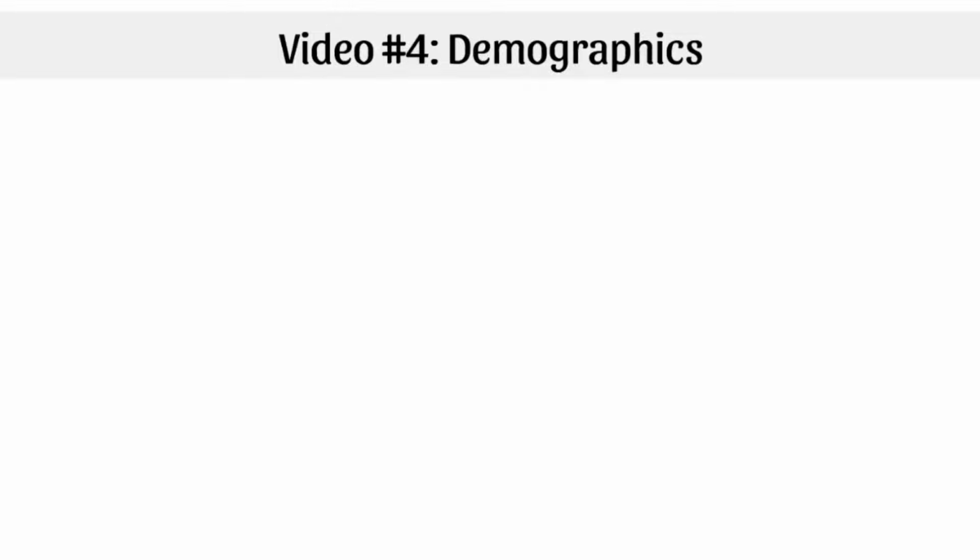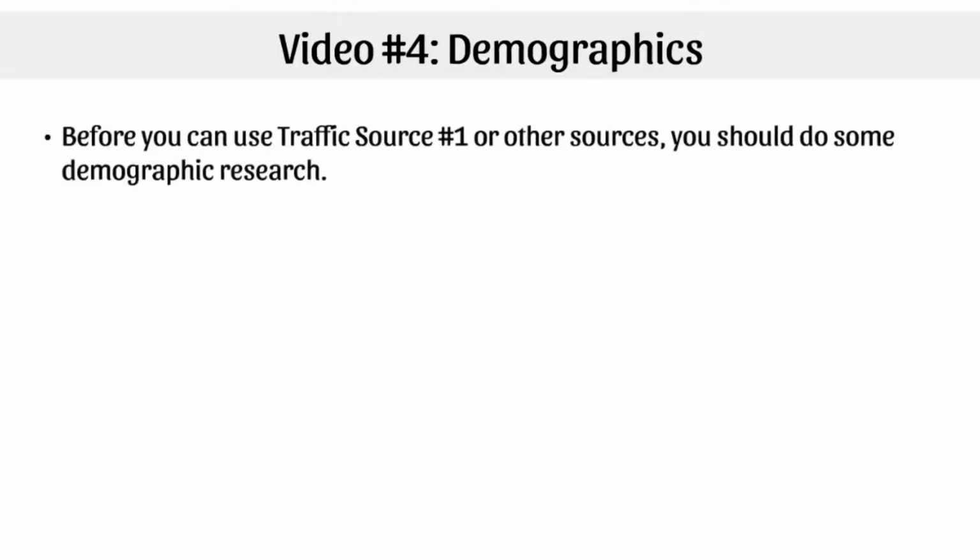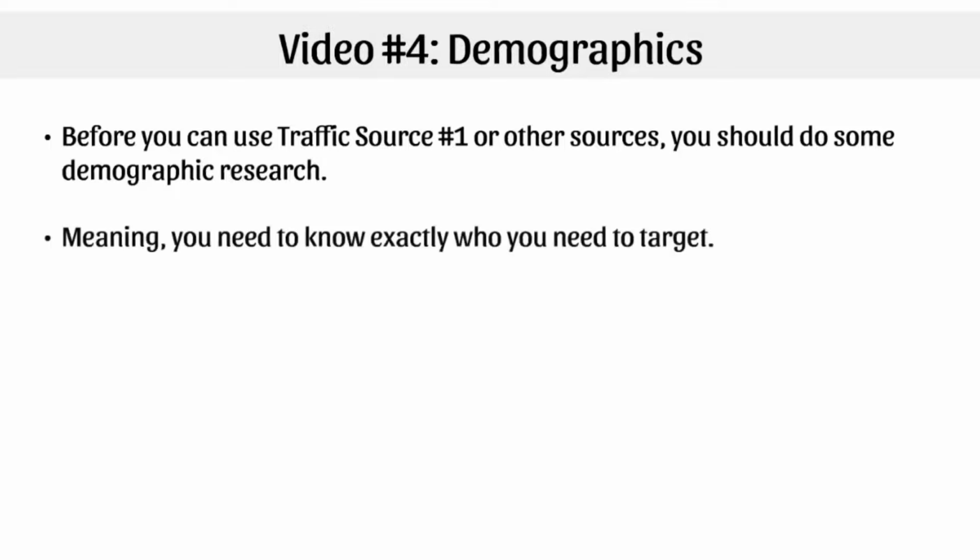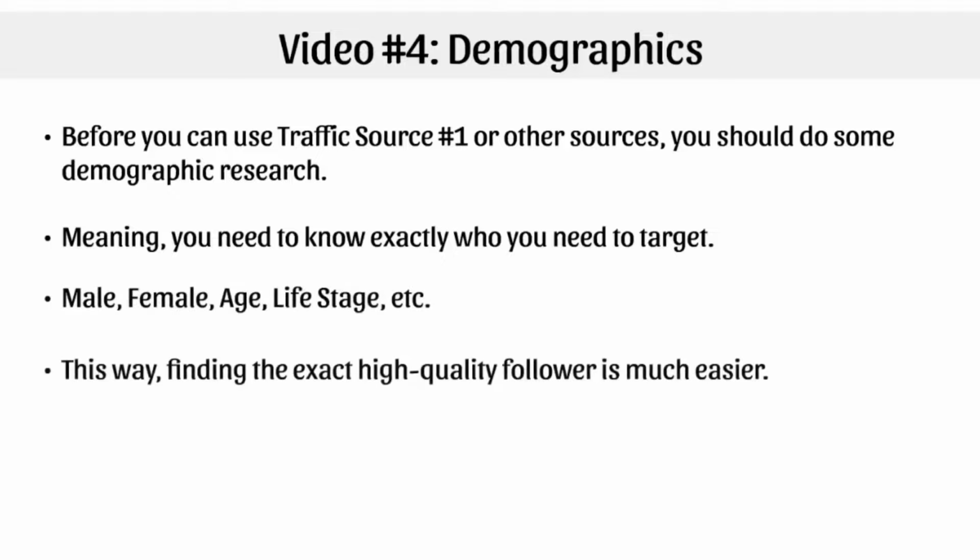Let's talk about demographics. So like I said, before you can use any traffic source 1, 2, 3, 4, you need to do this research. I'm going to make it as quick as possible so you can get an idea. You can go do it yourself and you can be on the road to figuring out how to build up your Instagram following. So basically you need to know who you're targeting. Like I said, male, female, age, life stage, all that. And you can get all that information for free by using a free tool. This way you find a high quality follower who will love, consume, and engage with your content if done right. So here's how to do it.